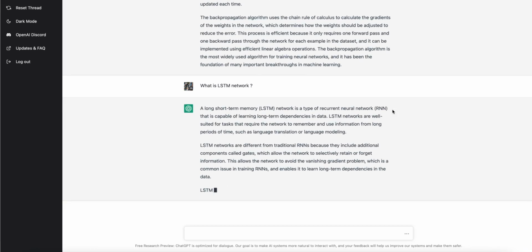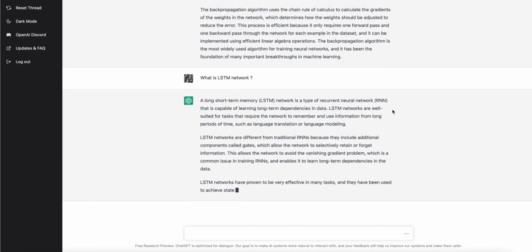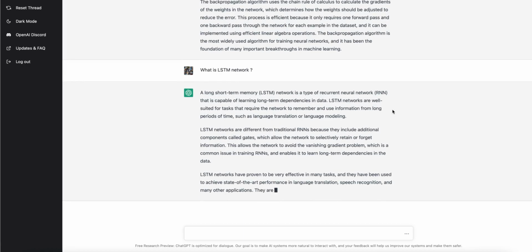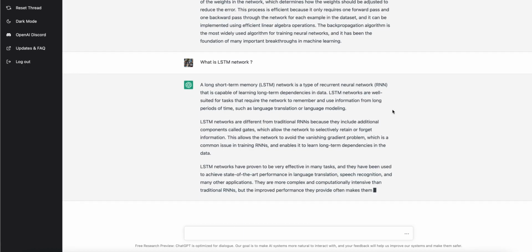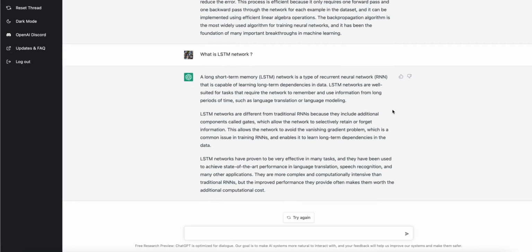So far we know GRU and LSTM are two RNN networks. Let's look at what LSTM are. A long short-term memory, LSTM, network is a type of recurrent neural network, RNN, that is capable of learning long-term dependencies in data. LSTM networks are well suited for tasks that require the network to remember and use information from long periods of time, such as language translation or language modeling.